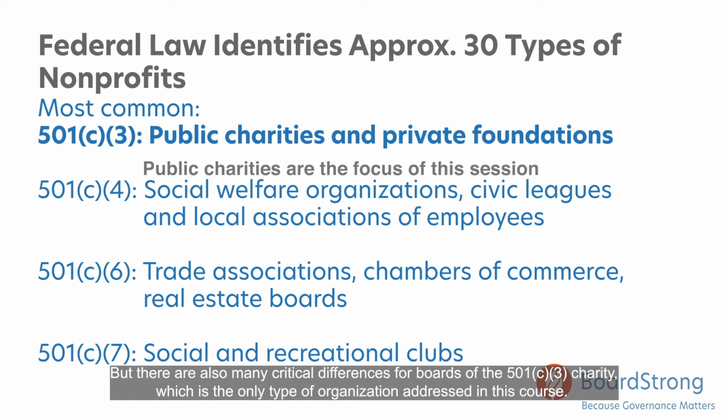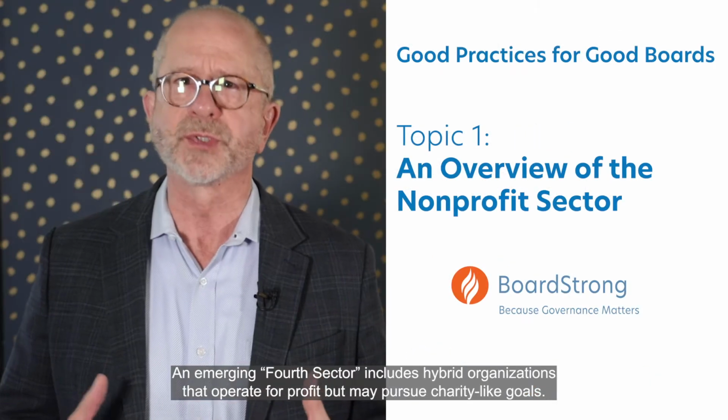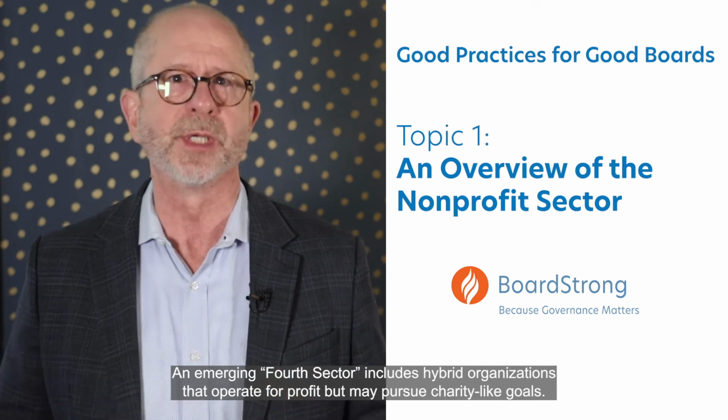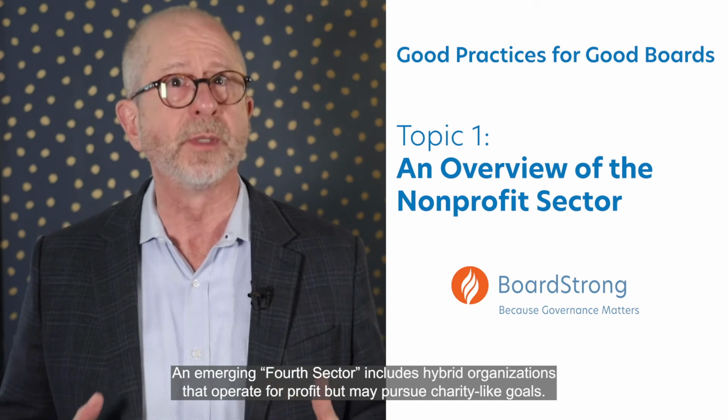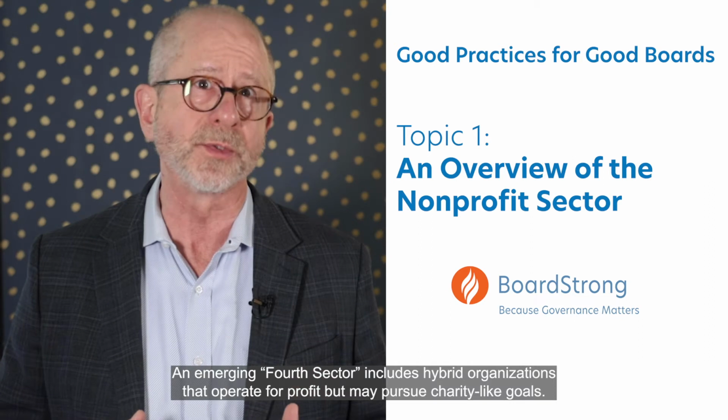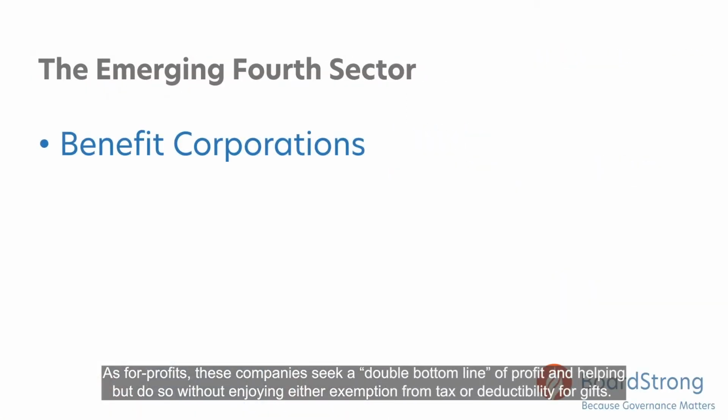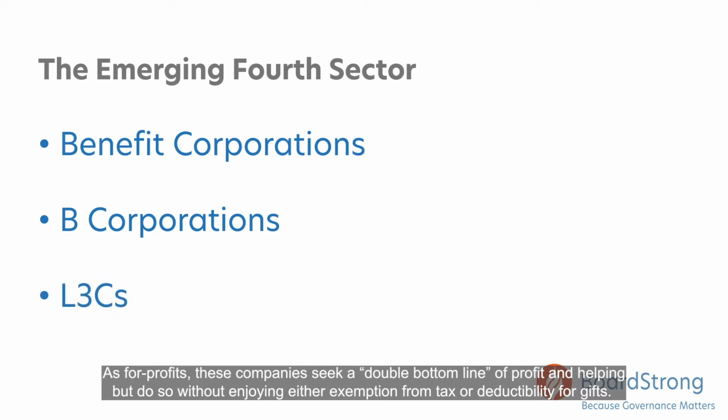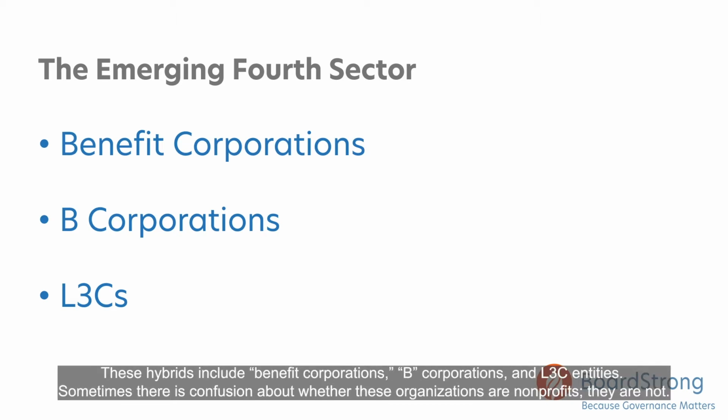addressed in this course. An emerging fourth sector includes hybrid organizations that operate for-profit but may pursue charity-like goals. As for-profits, these companies seek a double bottom line of profit and helping, but do so without enjoying either exemption from tax or deductibility for gifts. These hybrids include benefit corporations, B corporations, and L3C entities. Sometimes there is confusion about whether these organizations are nonprofits.